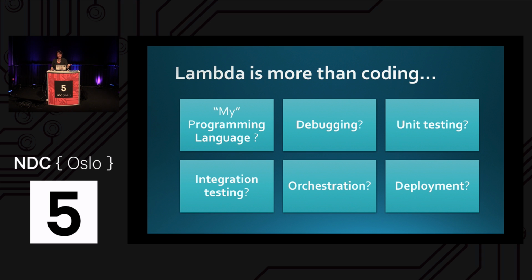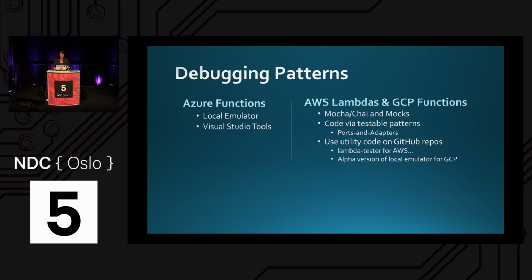So you have concerns around debugging, unit testing, integration testing, orchestration, and deployment. On debugging patterns, Azure comes out really strong here. Microsoft has always had a great tooling story. They have a local emulator, and the Visual Studio tools are great. Fantastic, if you're a .NET developer, very compelling. The story on the Amazon and GCP side is not as happy.